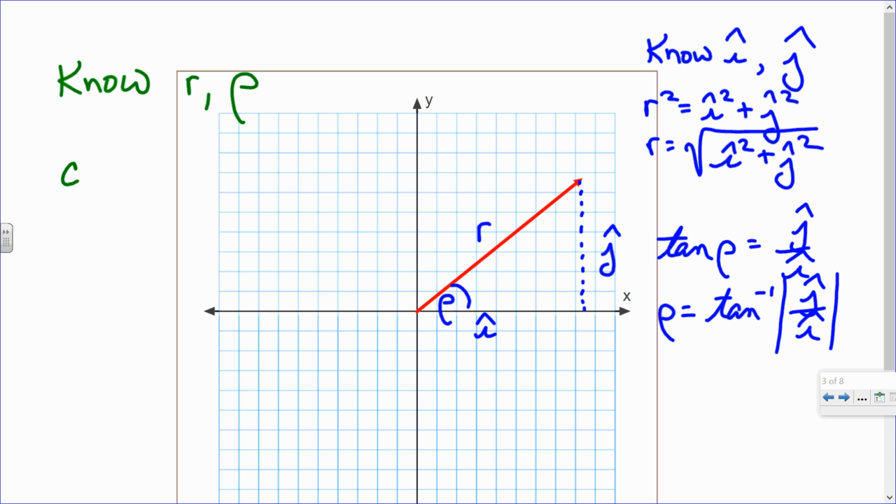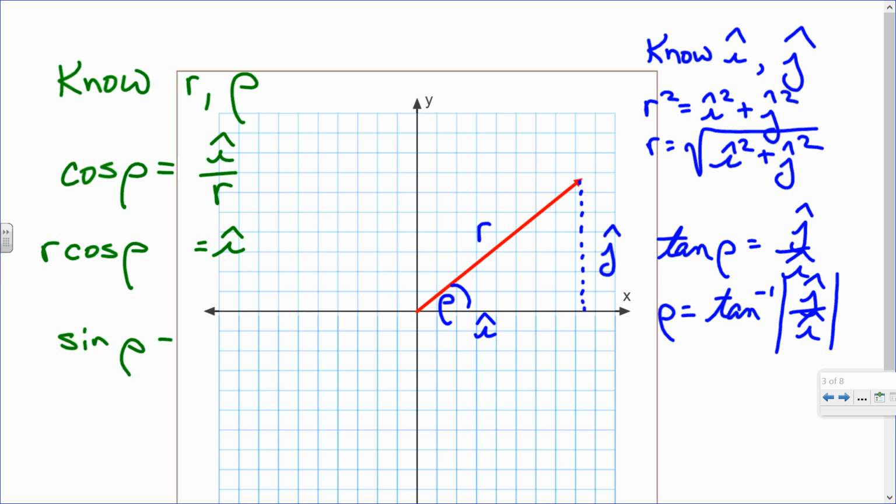Cosine. So I can say that the cosine of rho is adjacent i hat over hypotenuse r, which means i hat is r cosine rho. I can do the same thing with j hat, that the sine of rho is j hat over r, so j hat becomes r sine of rho. And those are our formulas that we're going to use, so let's get those in our formula list on the next slide. That's where they come from, that's why they work.